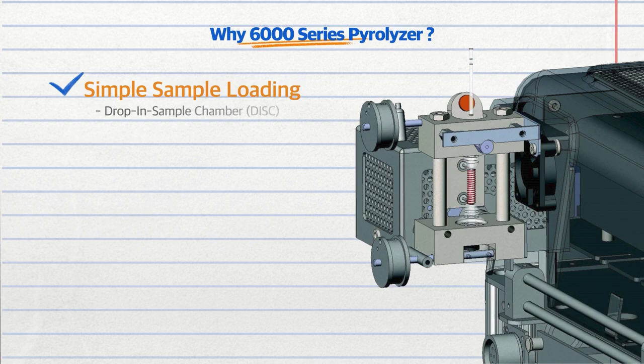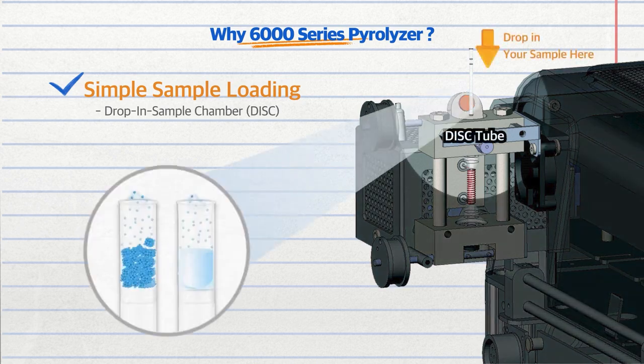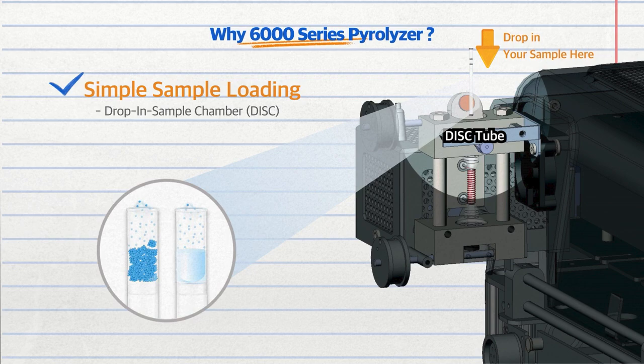The 6000 series pyrolyzer is equipped with a novel drop-in sample chamber disc as a standard configuration. When coupled with the disc sample tube, you can load the sample itself as solid or liquid, and the sample preparation process no longer requires quartz wool. Thus, the sample loading is as easy as dropping a tube into a chamber.